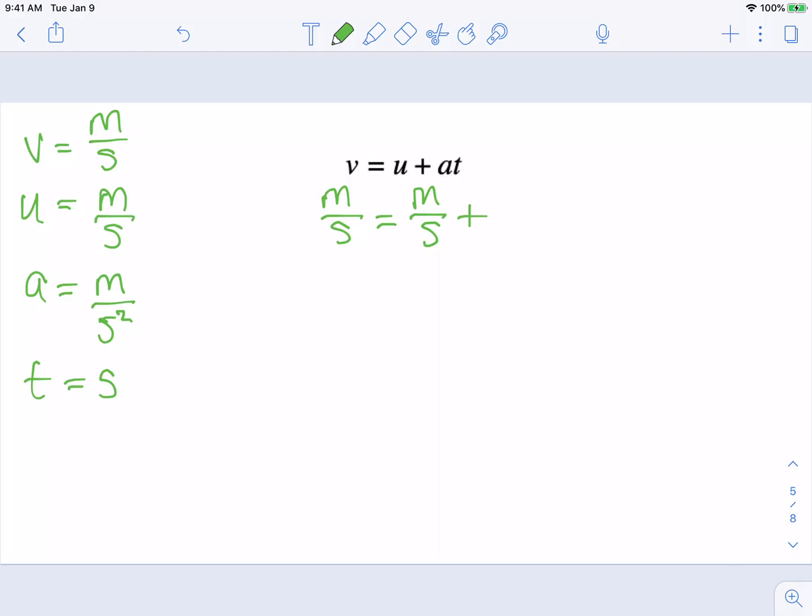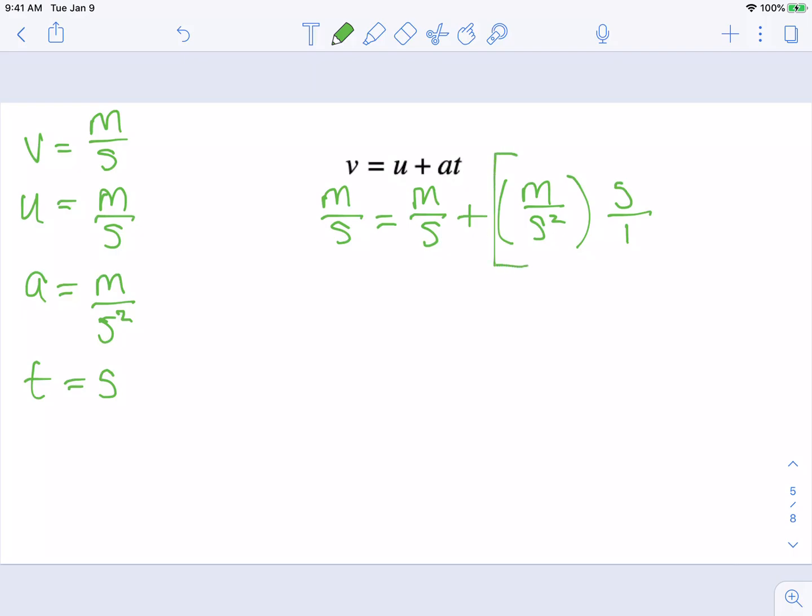plus A, acceleration, we said is meters per second squared, and then T is seconds, so we're multiplying that by seconds. Now, if it's easy for you, that's the same as saying seconds over 1 if you like having that as a fraction, like the thing that it's being multiplied by. So I need to make sure this all works out right.